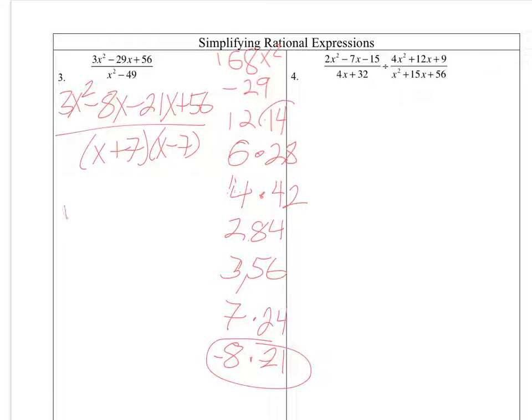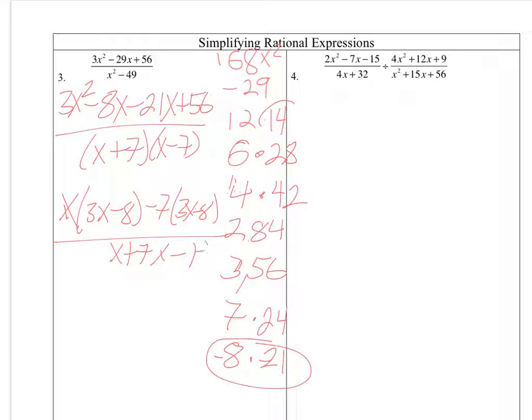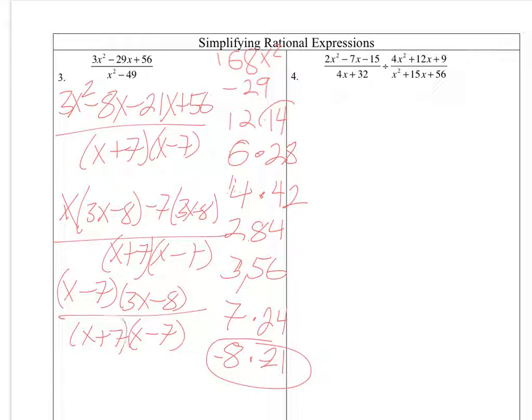So we're going to have x times 3x minus 8, and then minus 7 times 3x minus 8, over x plus 7, x minus 7. That gives x minus 7, 3x minus 8, over x plus 7, x minus 7, and finally we can begin to look at the domain.